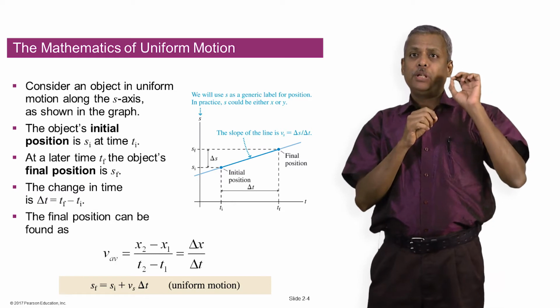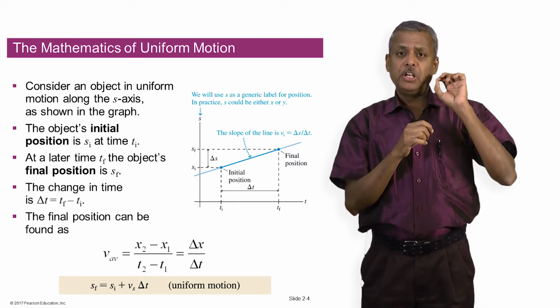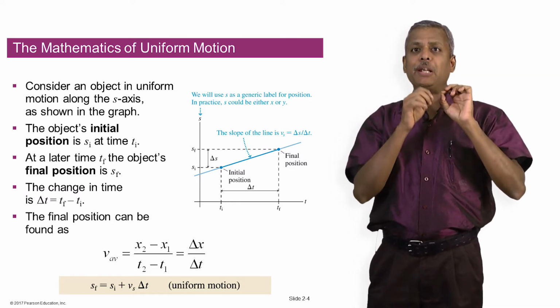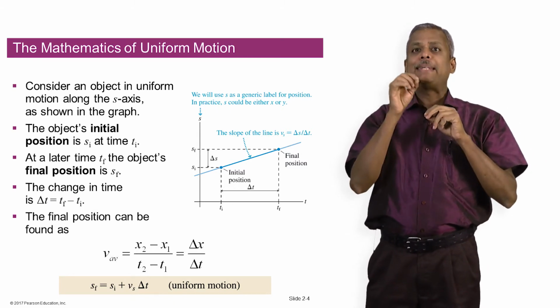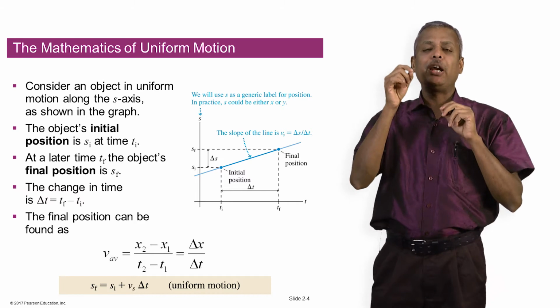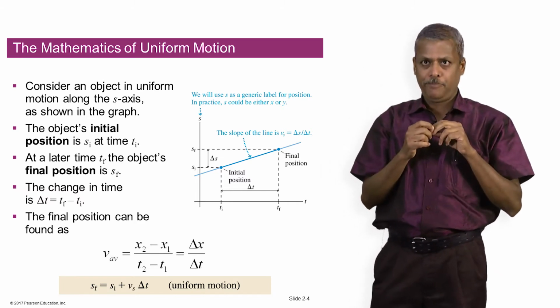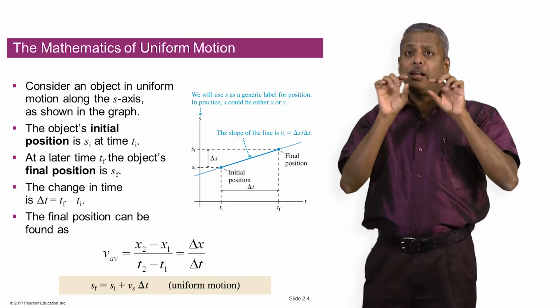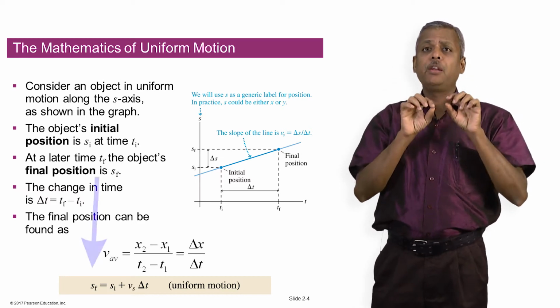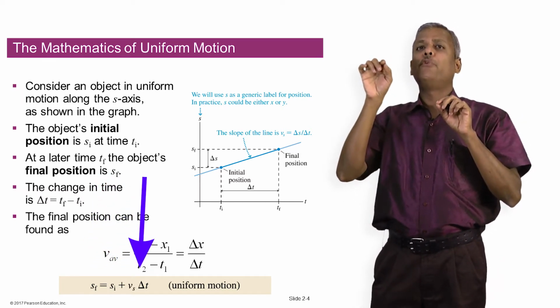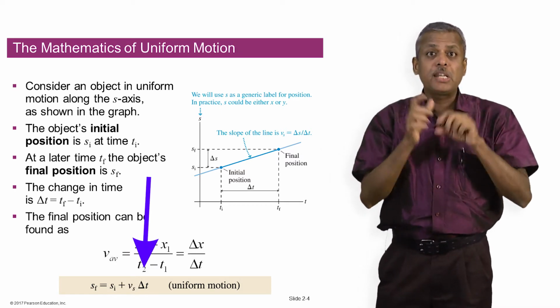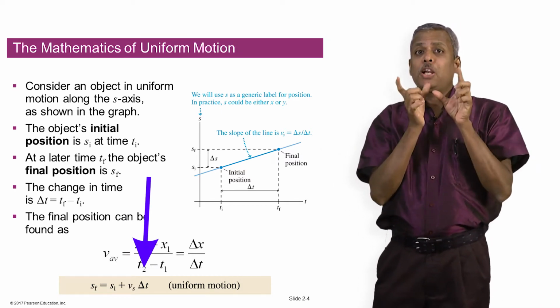I'm going to write the displacement or the position with the letter S, because in your book it says S. S is nothing but a position coordinate. It could be x or y. So I tell you this linear equation again. S final is equal to S initial plus Vs delta t. That's my first equation.